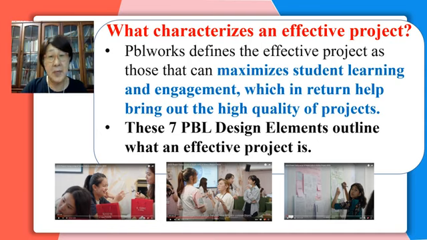PBL Works defines effective projects as those that can maximize students' learning and engagement, which in return helps bring out the high quality of projects. And these 7 PBL design elements almost fully outline what an effective project is. This means that as long as your AGC proposal can include as many of these 7 PBL design elements as possible, I think you can be guaranteed you have designed a very good agency proposal.